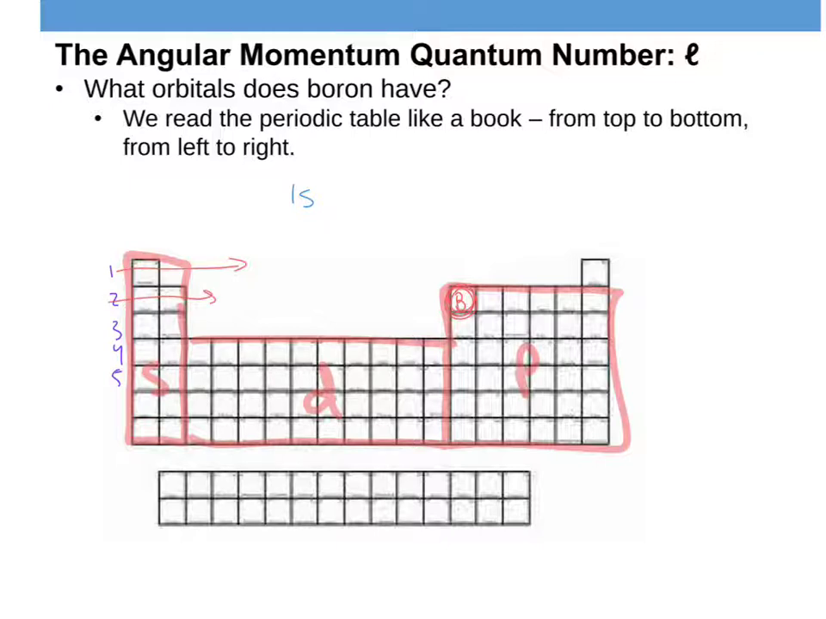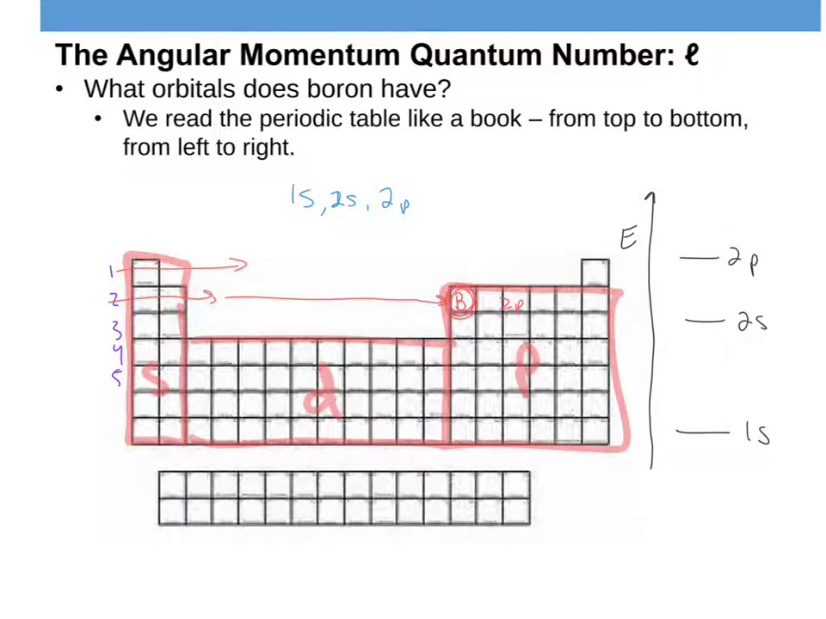So now it has 1s and it has 2s. And if I keep on going, I hit the p's. Boron is in the p group, and this is the 2p. So now I know boron also has 2p. So boron, with its 5 electrons, has those electrons in 1s orbitals, 2s orbitals, and 2p orbitals. And I can arrange those by energy in the order in which I read them. So I know 1s has the lowest energy, 2s has the second lowest energy, and the 2p has the highest energy, because that's the order in which they showed up.